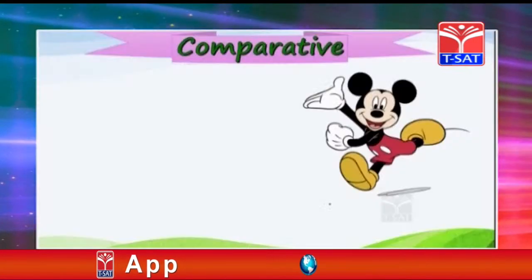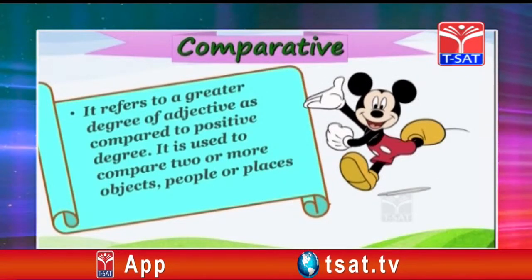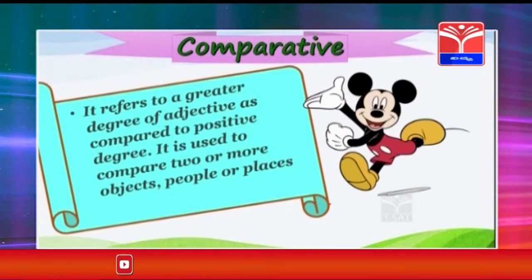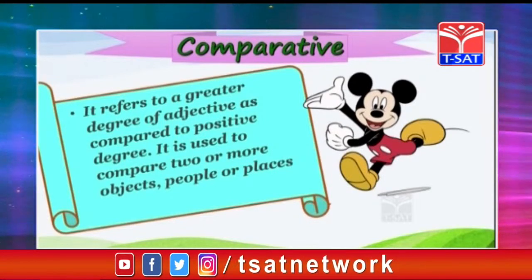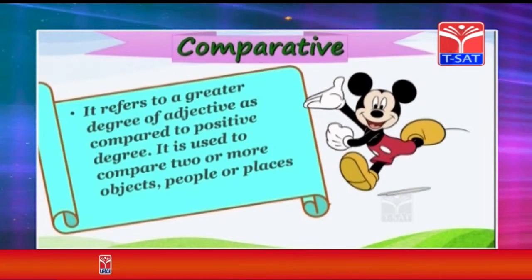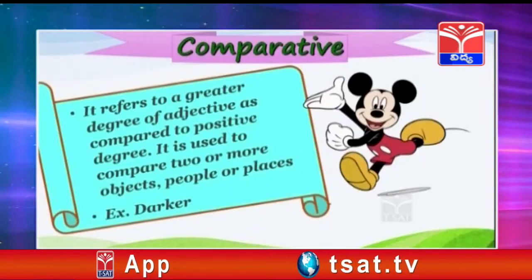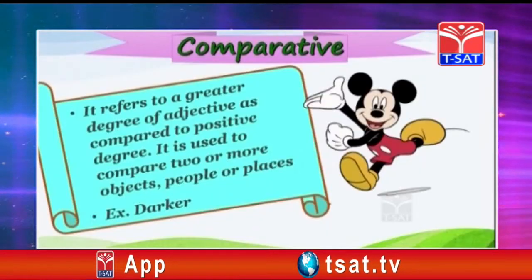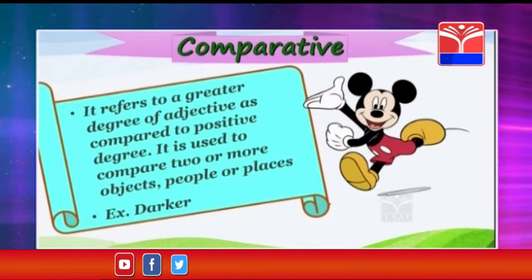Next we shall go with the comparative degree. It is nothing but a greater degree of adjective as compared to the positive degree. It is used to compare two or more objects, people or places. For example, darker. In the previous slide, we have learned the word dark. Now it is more dark than the previous one.